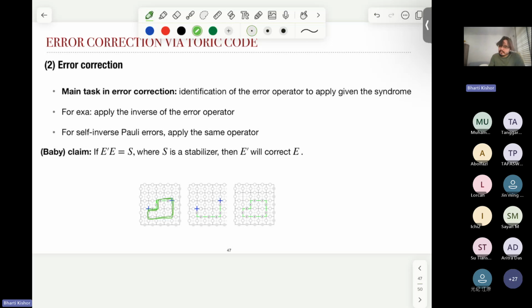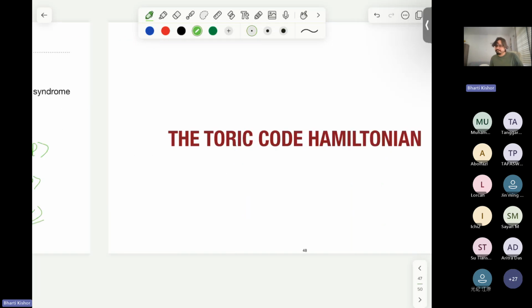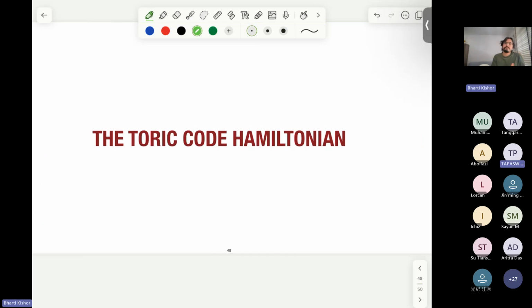The reason being, let's say you started with some initial psi, some e occurred, and after that you apply some e prime. If e prime times e is some stabilizer s, then s psi will be psi, where psi is in the code space. So as long as you apply an e prime such that e prime times e is equal to some stabilizer, you are fine. That gives us some room. That's how you do the error correction.